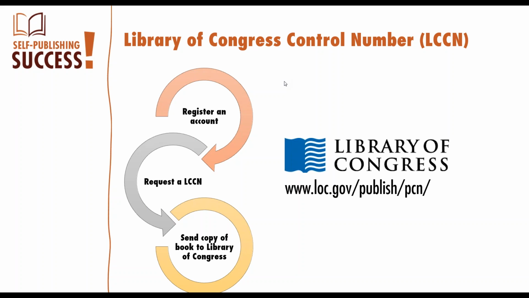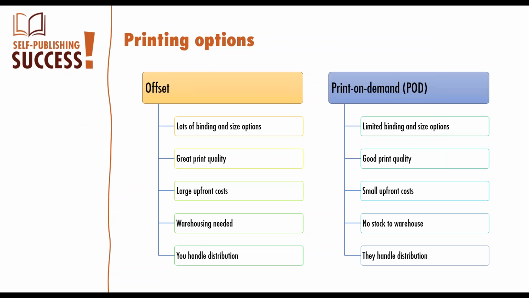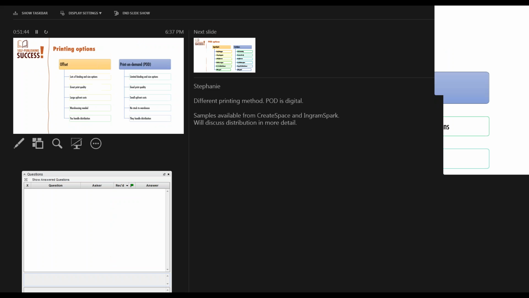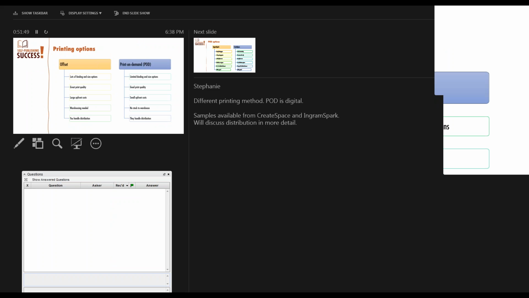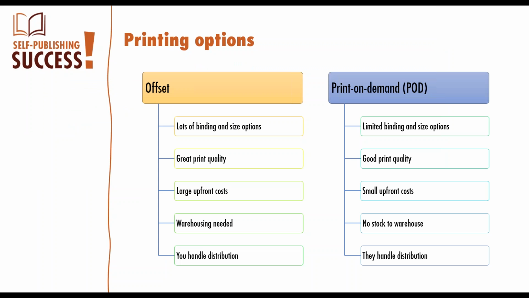Now we're going to get into printing options. So first off, let's look at the two different types of printing available to you. Offset printing and print on demand. Most self-publishers are using print on demand, but there are some cases where it's just not an option.